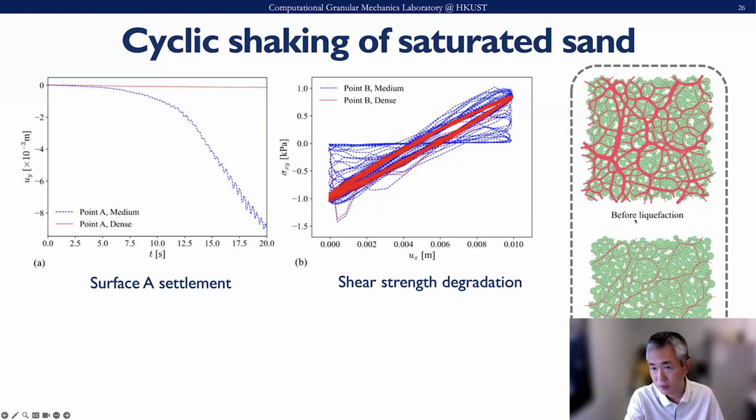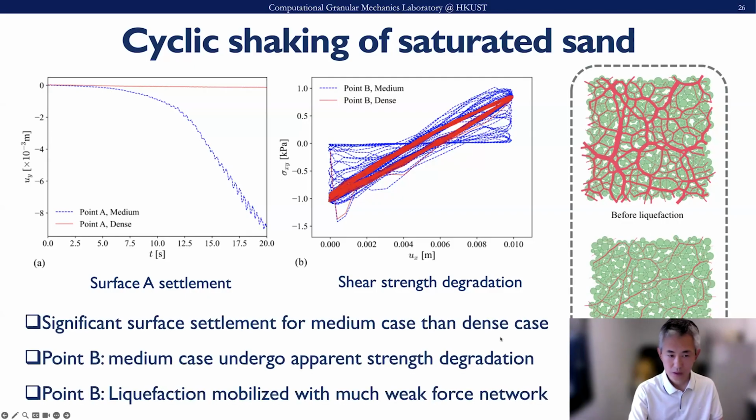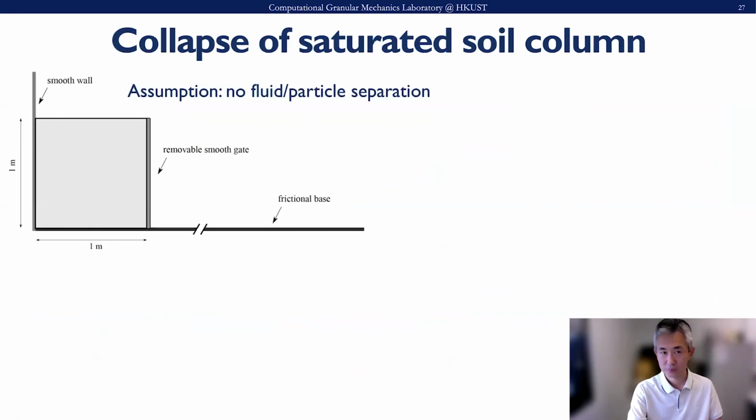Also, if we look at before and after liquefaction occurs in the medium dense case, the contact force network at point B is quite significantly different. Before liquefaction, you have strong contact force chains, which help to sustain the external shearing. But after liquefaction, the contact forces are very small and thin, which means that at that point the whole packing can hardly sustain the external shear. This is what we observe. We just use this example to demonstrate the feature here.